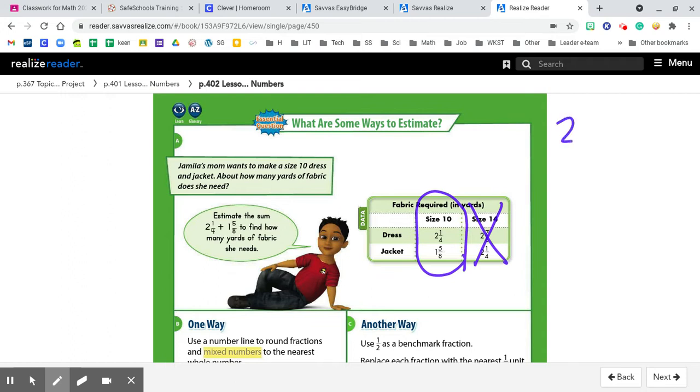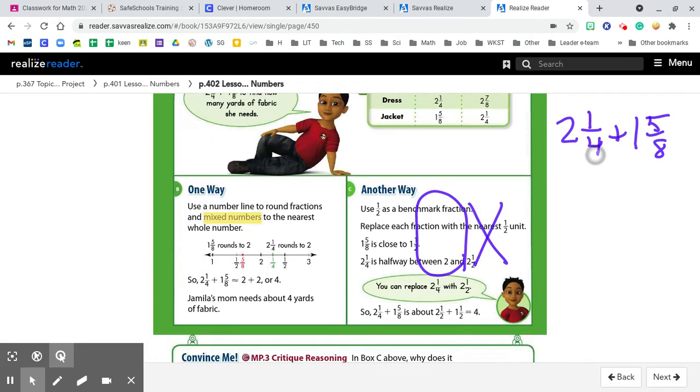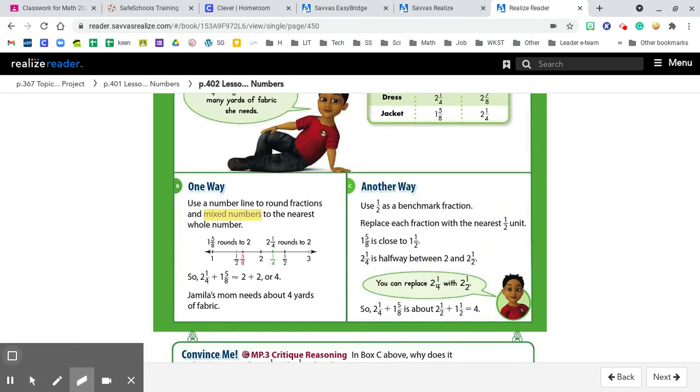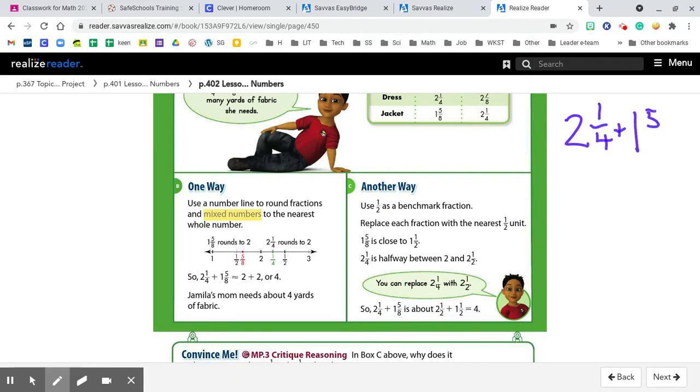So we have 2 1/4 plus 1 5/8. And we're going to do some estimating. So let's see how we figure that out. There are 2 ways you can do it. You can use your number line, and you can also use your benchmarks. So let me rewrite it again because I got rid of it for you. 2 1/4 plus 1 5/8.